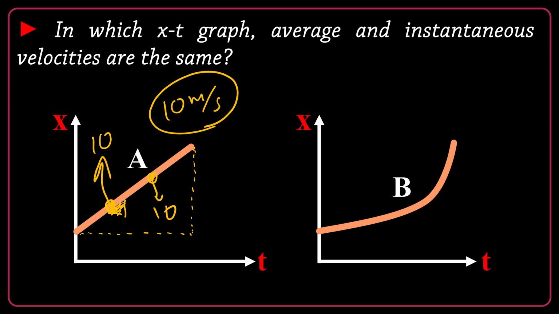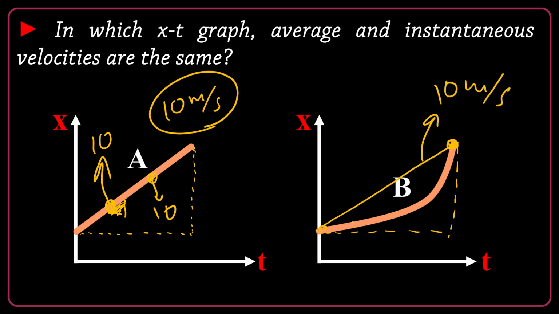If you establish another triangle here, it will have the same slope. That's all. But in the other graph, graph B, it's different. Let's take the whole motion from here to here. It's the secant line, you see? And if I establish a triangle and find the slope to be 10 meters per second, it is not necessarily the slope of the graph also here. You see, it is different because it's a curve. So in an xt graph which is not linear, we cannot necessarily say that the instantaneous velocity and average velocity will have the same value. Sometimes they may, but not necessarily. Let's continue.